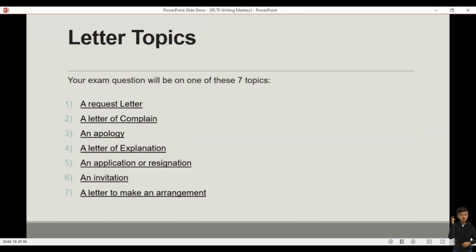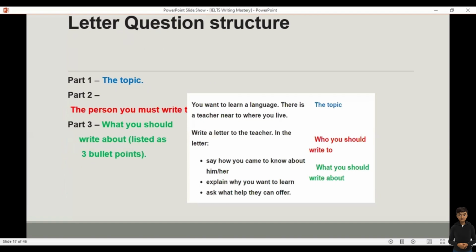Now we have different letter topics. In your exam, you will get one of these 7 types of letter. We have a request letter, a letter of complaint, an apology letter, a letter of explanation, an application or resignation letter, an invitation letter, and a letter to make arrangements. So we will have a look at all those letter types, what kind of language we can use in formal and informal letters, and then we will see how to write them.